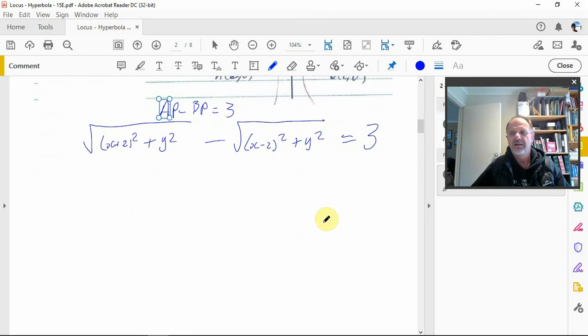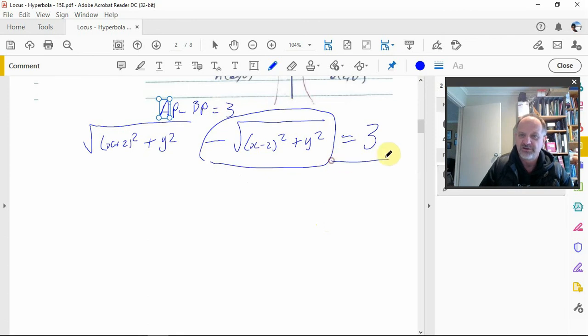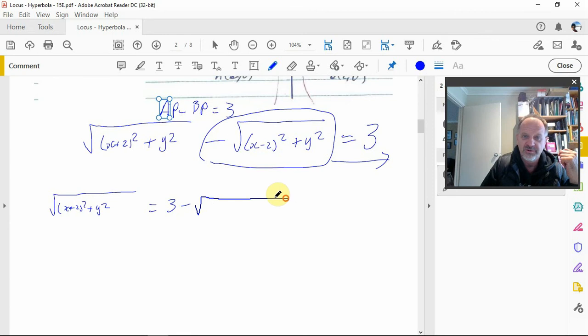And so here we've got the same issue that we had last time when we looked at the ellipse, where we got this minus in here, so we can't just square both sides to get rid of these. So again, we're going to do the same strategy we did before, move that across over there. So the square root of (x plus 2) squared plus y squared is equal to 3 minus the square root of all of that. All right, now we can do our squaring of both sides.